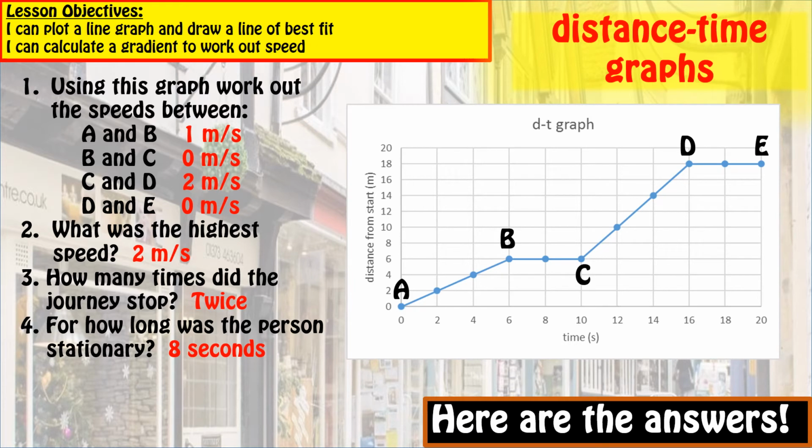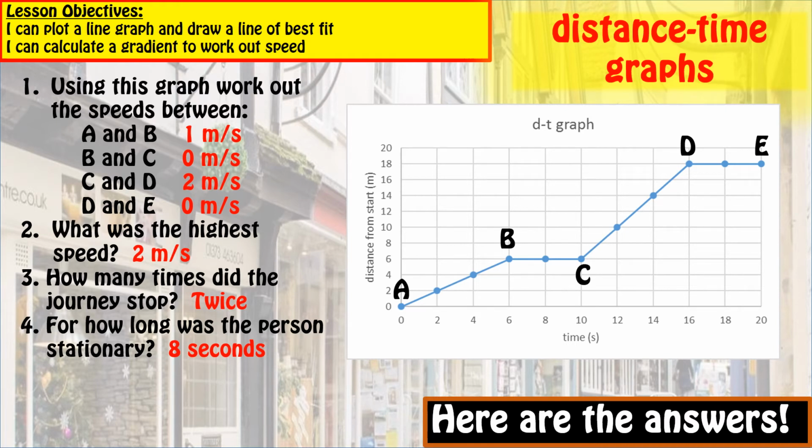C and D, so the rise goes from 6 to 18, so that's 12. And the time goes from 10 to 16, which is 6. So 12 over 6 gives you 2 meters per second. And D and E is our straight plate, our plateau, and it's 0 meters per second.